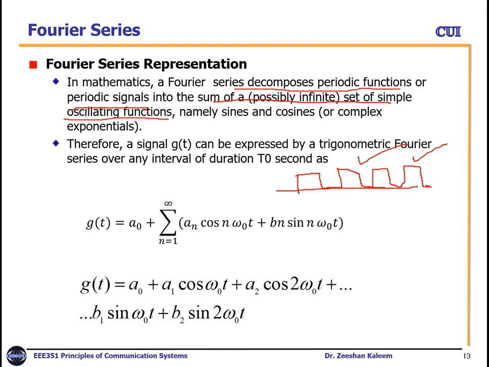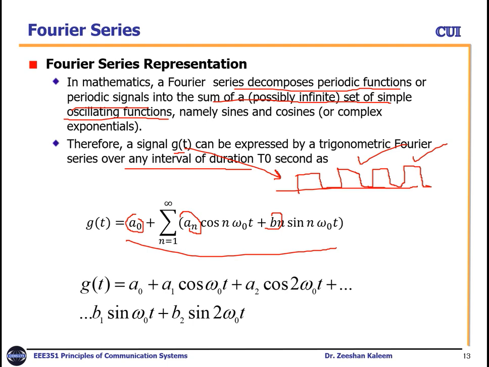For a signal g(t), for example, this is your g(t) signal, it can be expressed by a trigonometric Fourier series over an interval of duration T naught. This is the period. So we calculate these coefficients a naught, an, bn, and by finding these coefficients, we can convert this signal, which is actually not a sine wave, and by using this equation, we can convert it into sine and cosine.